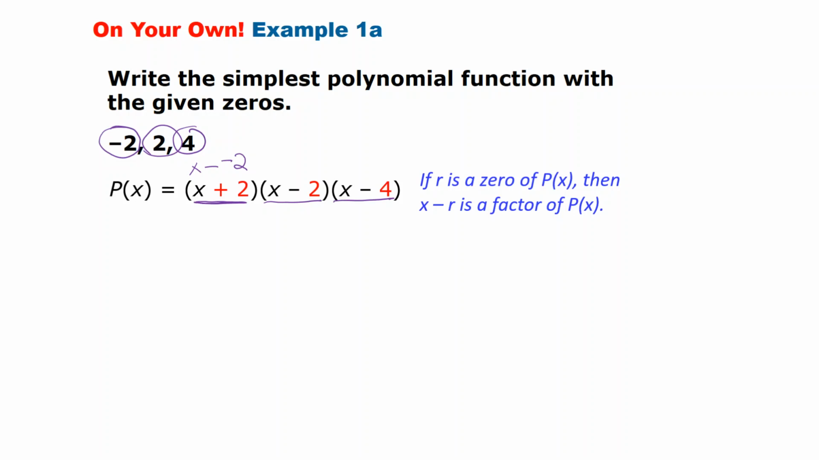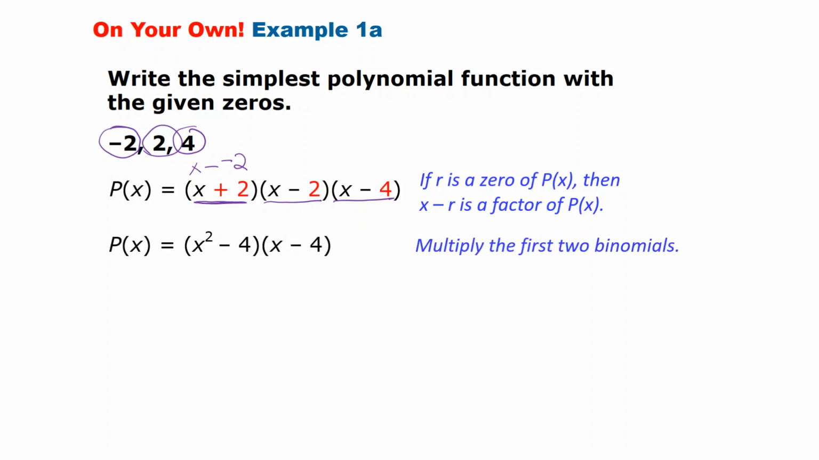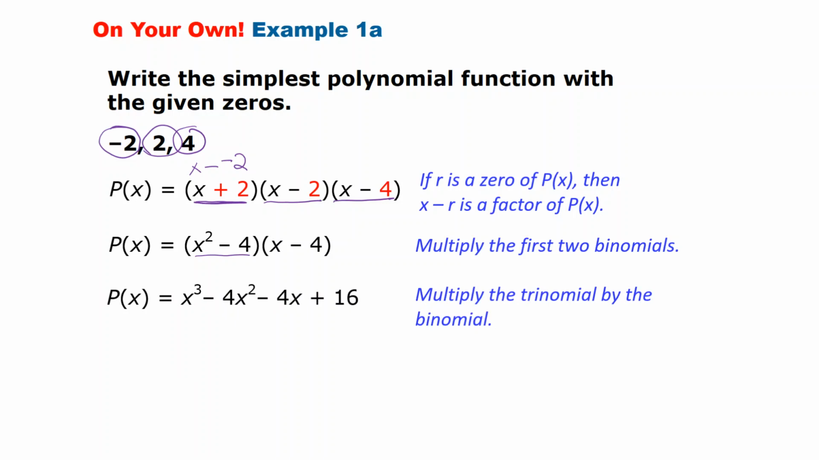And again, I didn't do all the work for you, but you should multiply the first two binomials together. The first two, x plus 2 times x minus 2, we know is x squared minus 4, because that's the difference of two perfect squares. And then we multiply the trinomial by the binomial, and we end up with this equation, x to the third minus 4x squared minus 4x plus 16. So I don't think that's too challenging for you, so go ahead and try one more on your own.